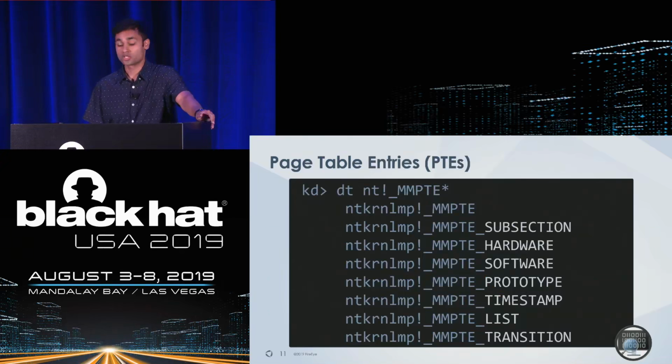Now, there's all sorts of different page table entries. There's 64-bit data structures, but really at the end of the day, they're just markers that let the memory manager know where to actually go to find the page. There's all sorts of different types of PTEs. For example, a subsection PTE just corresponds to a memory mapped file. There's a hardware PTE for memory that's in physical RAM. And then there's a software PTE. That's the one we're going to be interested in today. The software PTE signifies that your data has been outpaged.